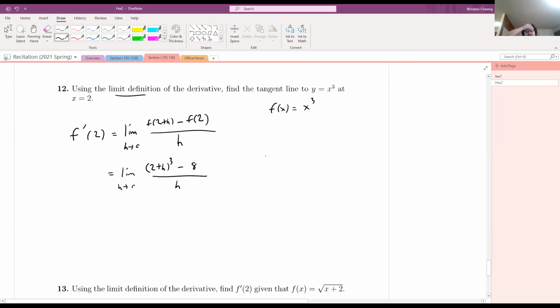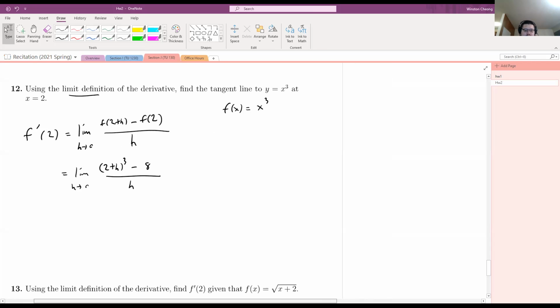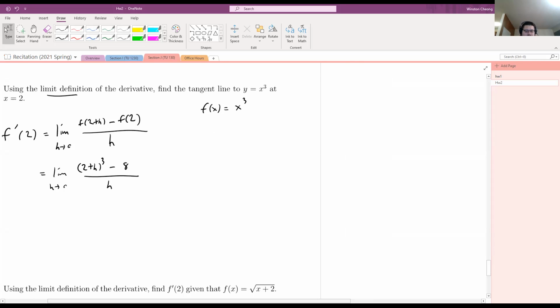So now I guess I kind of tell a story because this 2 plus h cubed, I would like to hope that you know how to expand this right away, but I think more likely than not you don't know or you don't remember. So this is a story that I told the other class. So there's something called the binomial formula.